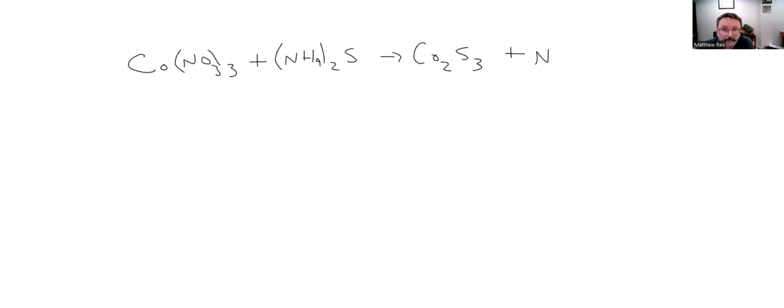We've got cobalt 3 nitrate plus ammonium sulfide, and we're going to make cobalt 3 sulfide and ammonium nitrate. So the ammonium is +1 charge, sulfide is -2. That's why I've got 2 ammoniums per sulfide.